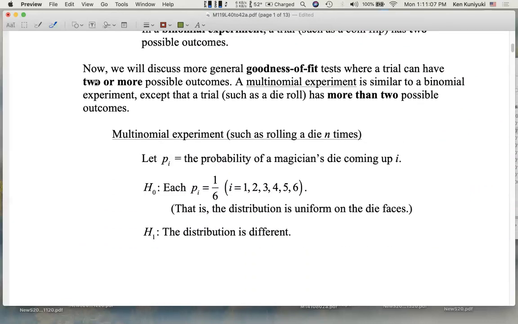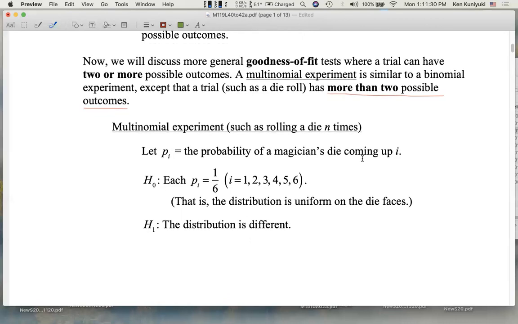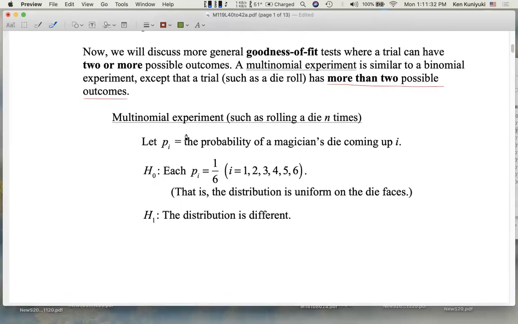So now we're going to extend from a binomial experiment where you have two possible outcomes or categories to multinomial experiments where you could have more than two possible outcomes or categories. Again, a multinomial experiment is similar to a binomial experiment, except that a trial, such as a die roll, has more than two possible outcomes or categories. So in this multinomial experiment, rolling a die n times, let P sub i be the probability of the die coming up i, where i could be one of the 6 die faces.